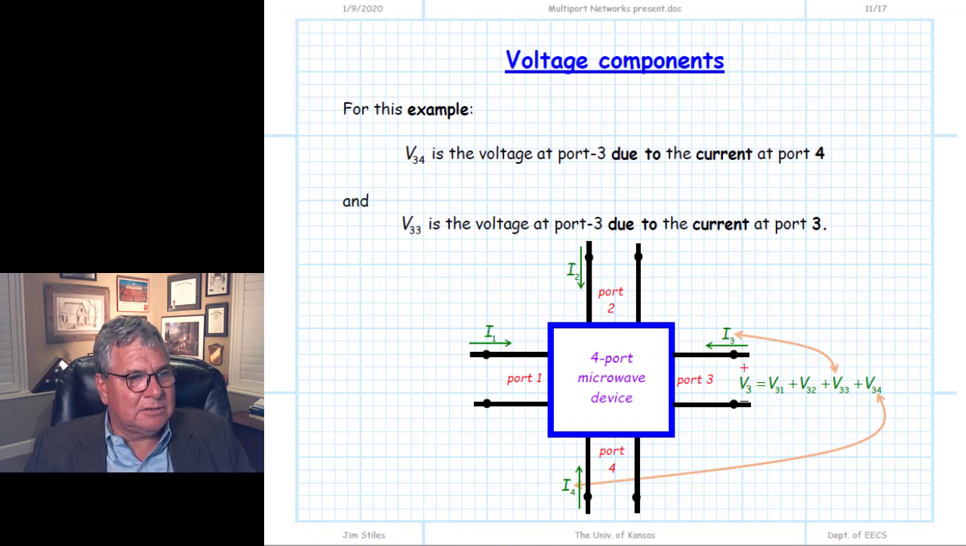So to reiterate, the component of the voltage at V3 called V33 is simply the part of the voltage at V3 due to the current at port 3. V34 is the component of the voltage at port 3 due to the current at port 4. Again, the question is, how do we separate these terms? How do we determine their values?